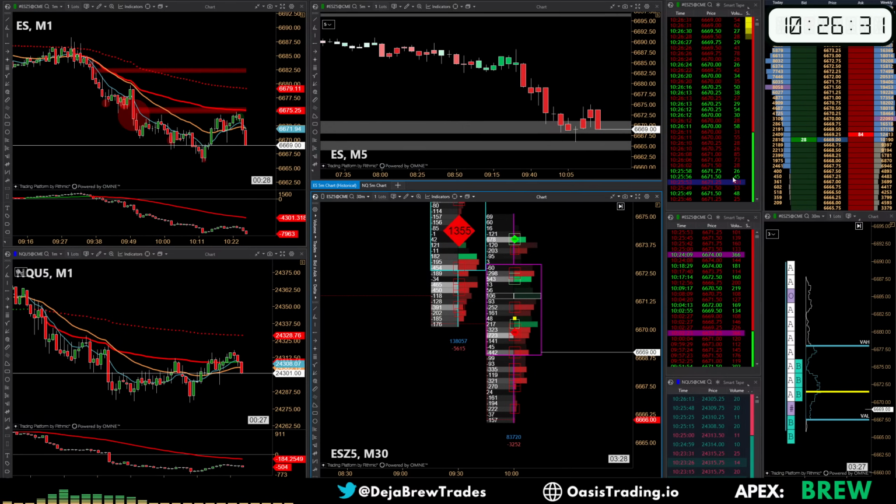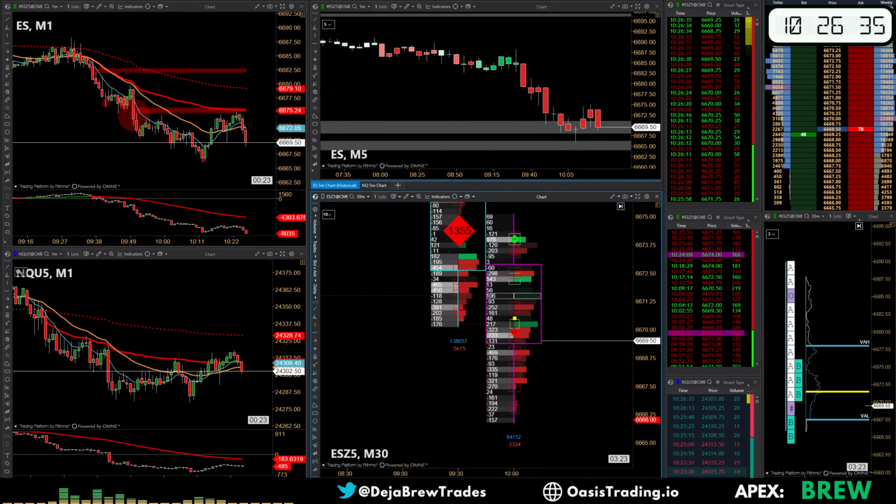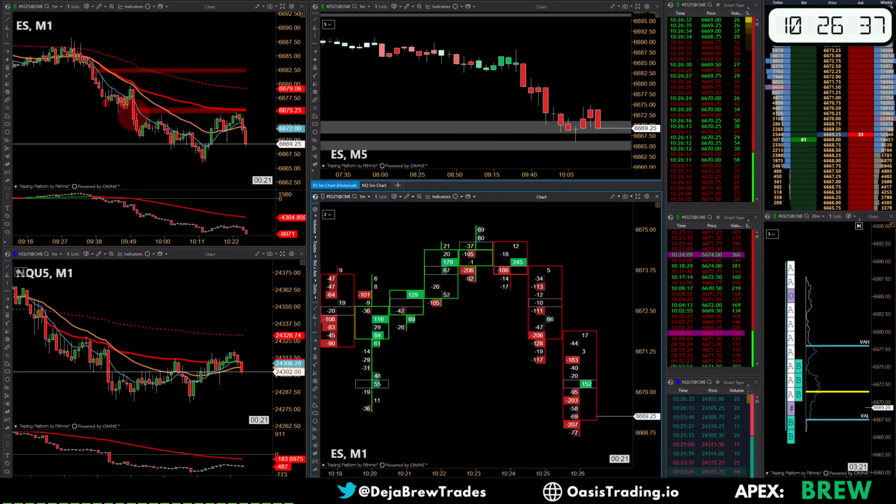Thirty-minute candle closing in 3 minutes. Looks like they are not going to close as a sweep for now, failing that VWAP damn near to the tick.